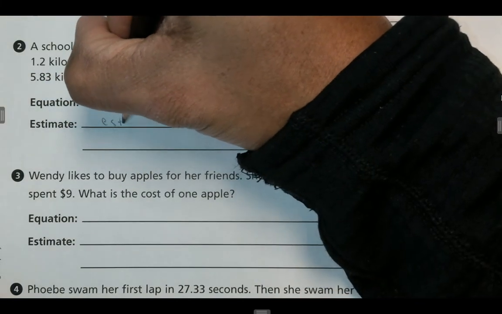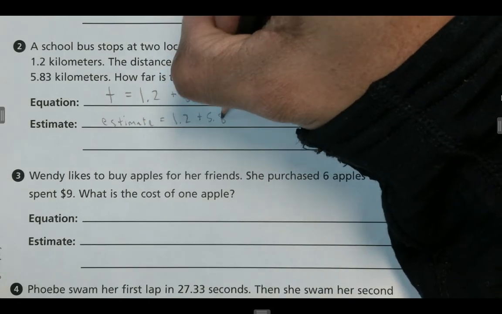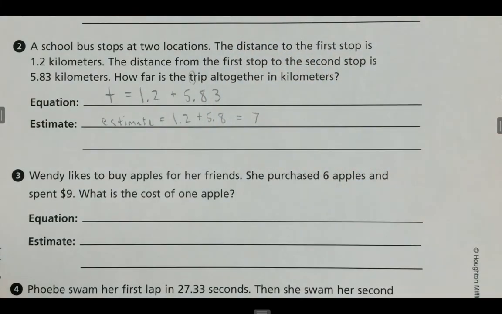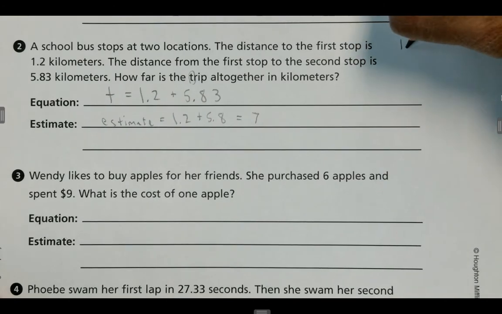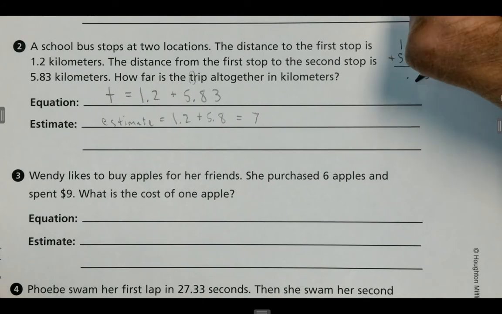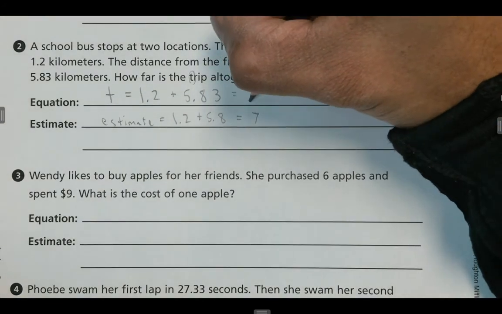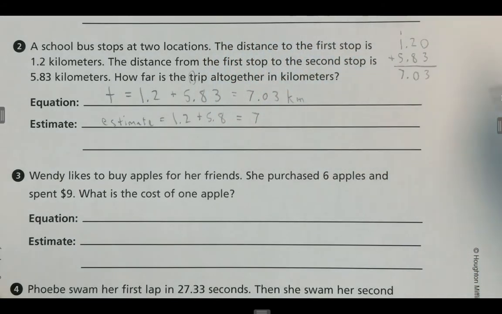My estimate is going to be 1 2/10 plus 5 8/10, which I can actually do as mental math, and I'm going to say 7. Now let's stack this vertically and solve. Line everything up by place value. Fill in this spot with a 0. Insert the decimal point where it lies. And our answer is absolutely reasonable, very close to our estimate.